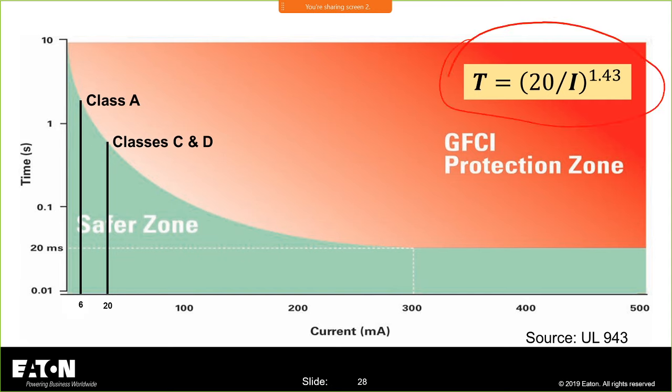Thank you, Nihad El Sharif. I think we got that. That was out of the UL 943 equation. You have your Class A device, 4 to 6 milliamps, and then you have your Class C and D devices up there at 20 milliamps. That's their pickup threshold, but you can see your GFCI protection zone.